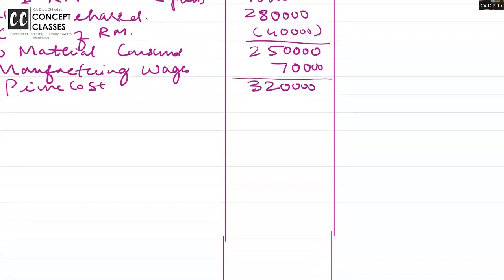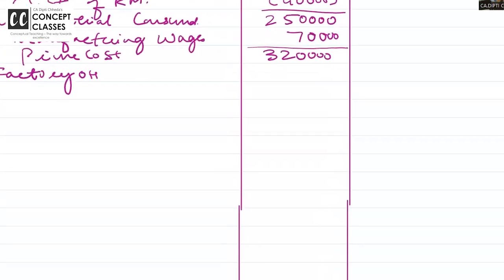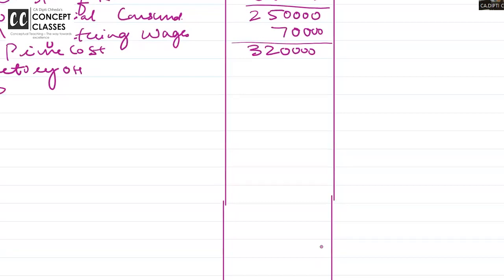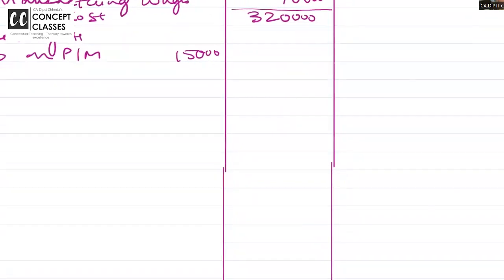3,20,000. Now to that, after that immediately they have given depreciation on plant. So can we add here factory overhead? And there I am writing depreciation on plant and machinery. It's given to you. 15,000. Next, given expenses for quality control. I'm doing it in the sequence of the problem. I can do it in routine. So leave 2-3 lines for factory overhead, more, whatever will come.